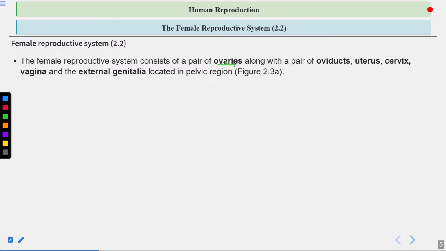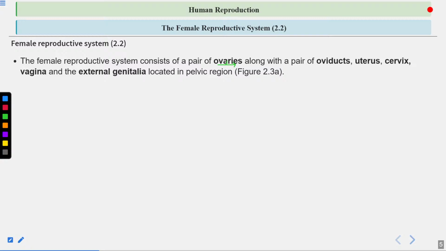These hormones are involved in the production of the secondary sexual characteristics. What are the secondary sexual characteristics in females? Breast development is the first secondary sexual characteristic. Then onset of the menstrual cycle is also a secondary sexual characteristic.